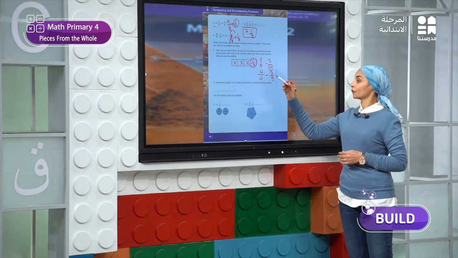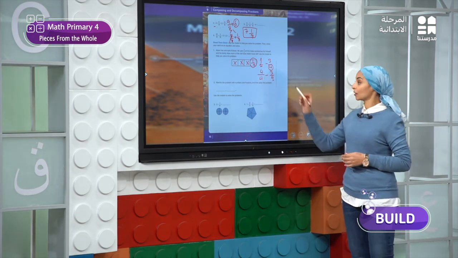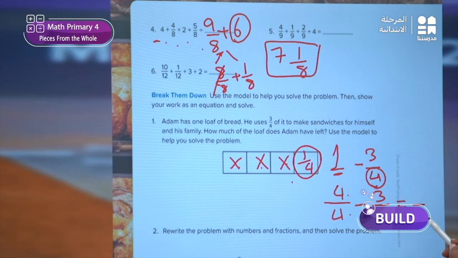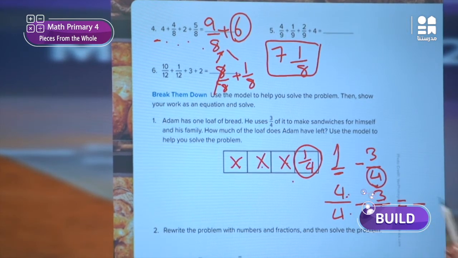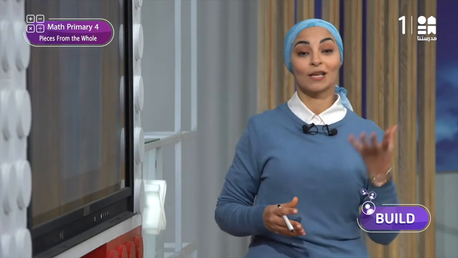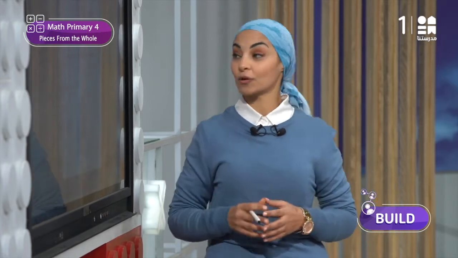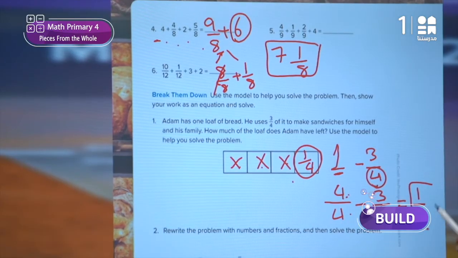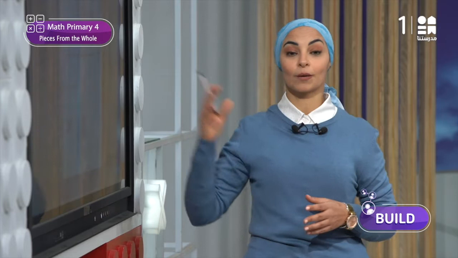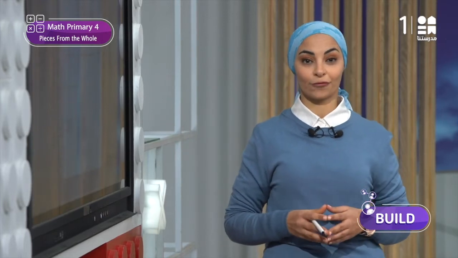Now, 4 over 4 minus 3 over 4 equals what? Of course, I will keep the denominator as it is and subtract only the numerators. 4 minus 3 equals 1 over 4. And this is the part which is left from the loaf.